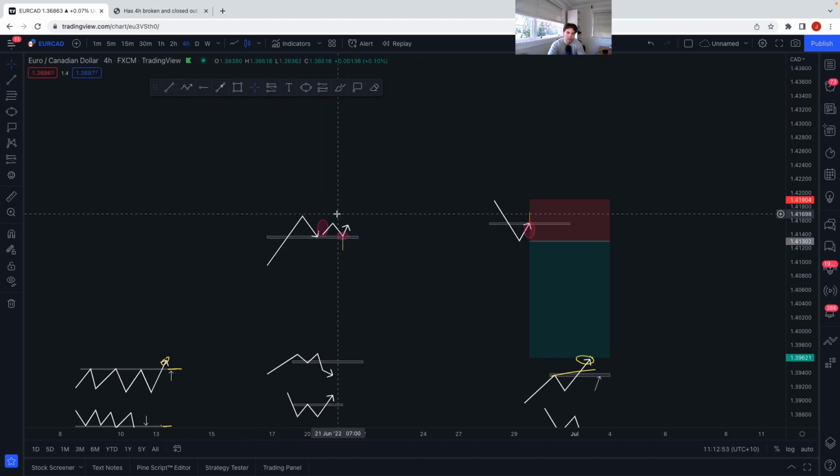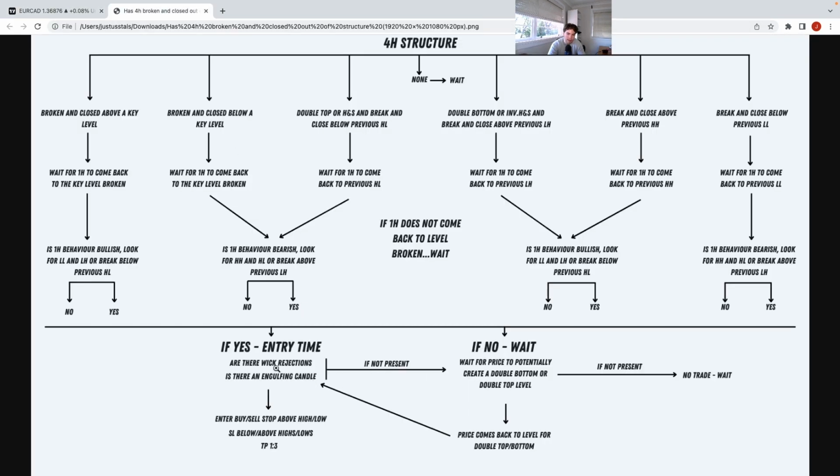Okay. If we don't see it, we just don't enter. So we want to see an engulfing candle right there. And again, if not present, then you don't trade. Okay. So you don't wait for triple bottoms or whatever. If it's not present that time, don't trade.